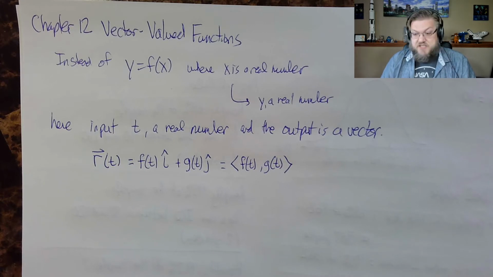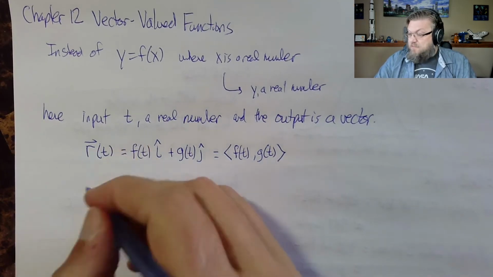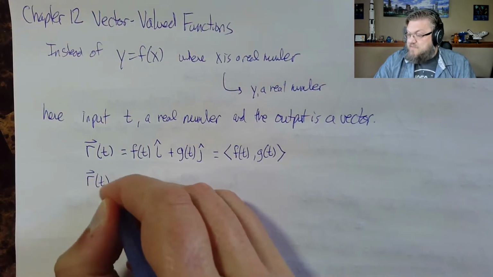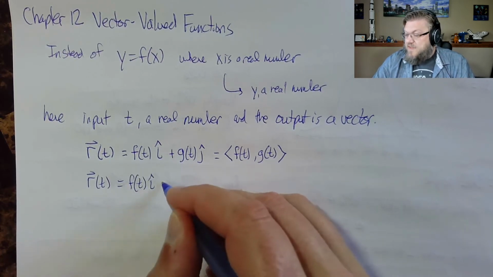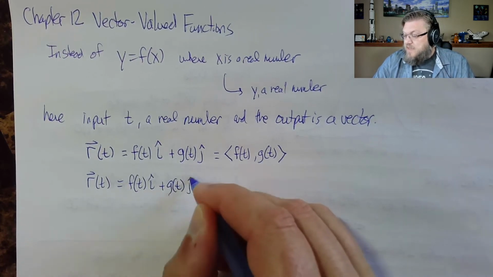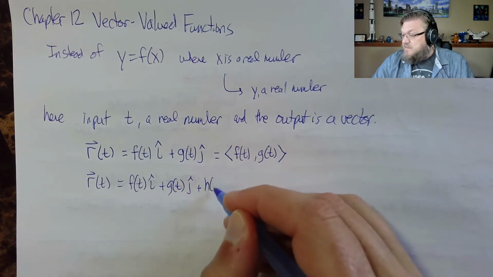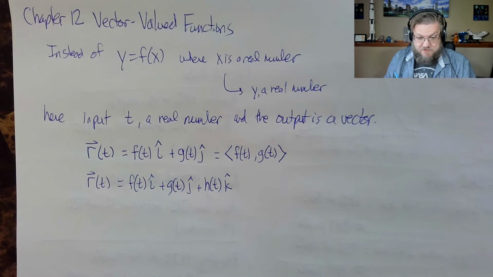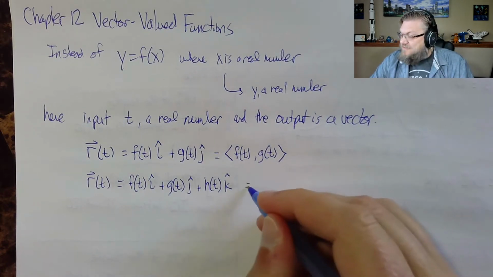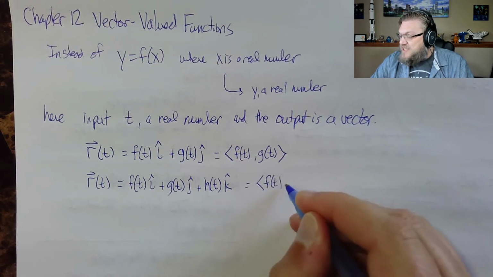Of course, this is the 2-dimensional version. You can have a 3-dimensional version pretty easily. All you have to do is extend your vector. So f of t i plus g of t j plus maybe some h of t k, like that. That's another possibility. That would be a 3D version, 3-dimensional space. Of course, you can use angle bracket notation here as well.